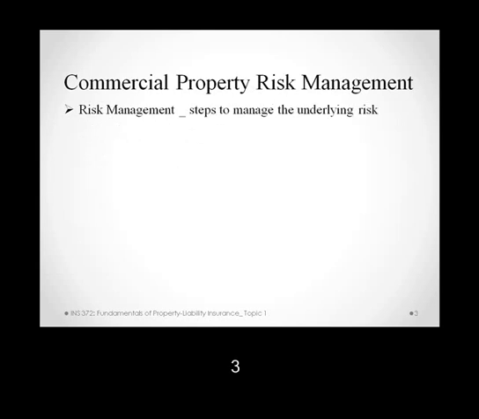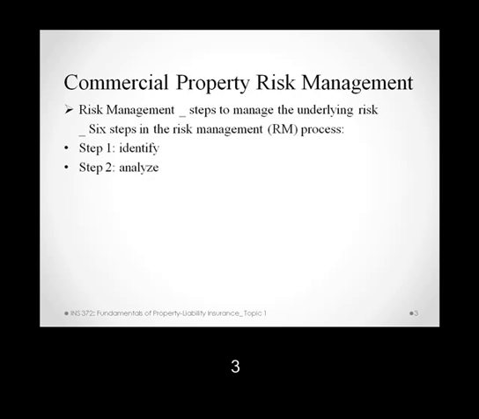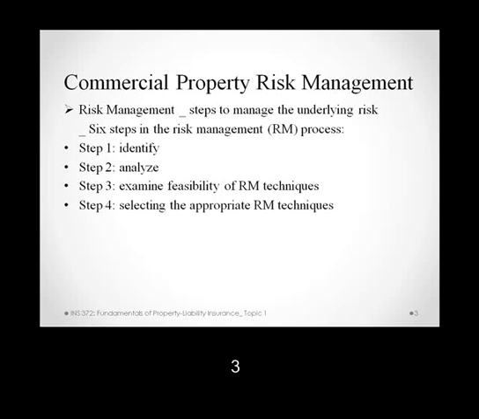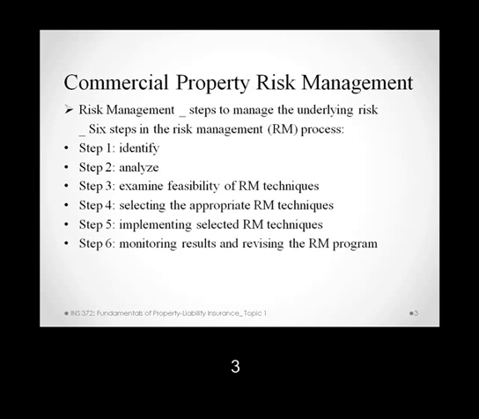The next thing we're going to talk about is the 6 steps towards risk management. Okay, the first step is identify. The second one is analyze. The third one is examine the feasibility of the risk management techniques. And then you're going to select the appropriate risk management techniques. After that, you're going to implement those selected risk management techniques. Finally, you have to re-evaluate the selected risk management program.